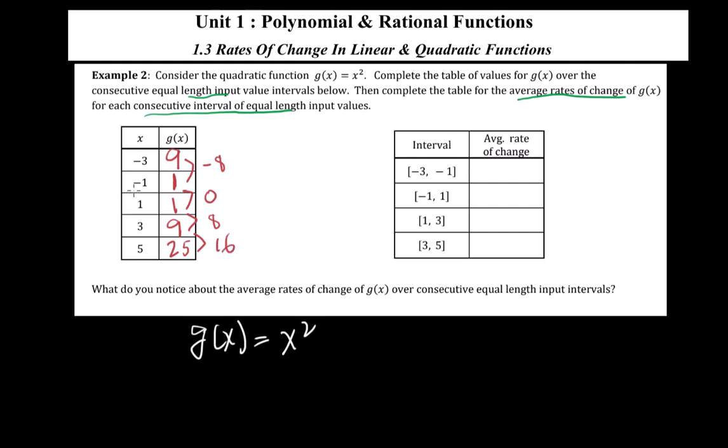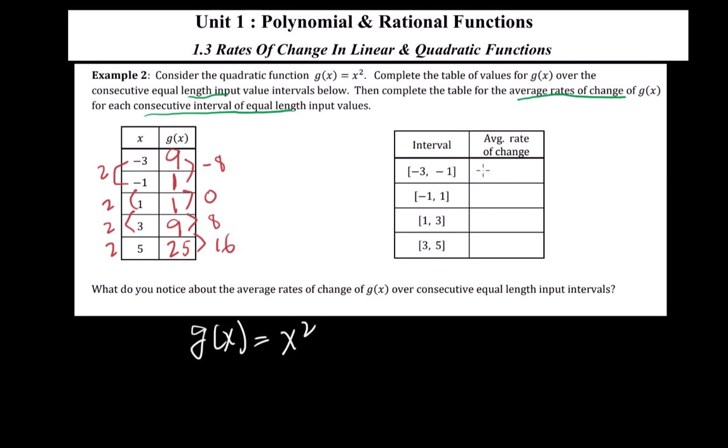So let me do the difference of x. -1 minus -3 is 2. 1 minus -1 is 2. 3 minus 1 also is 2. 5 minus 3 is 2. So you can see that the difference of x is constant, but the difference of y is not constant, but we will test the average rate of change.